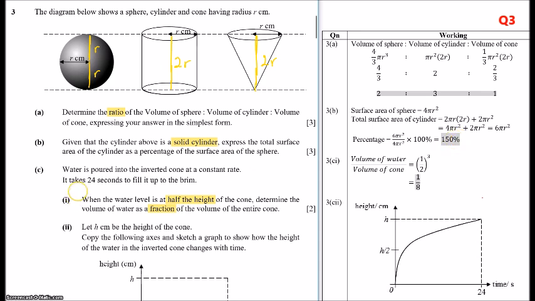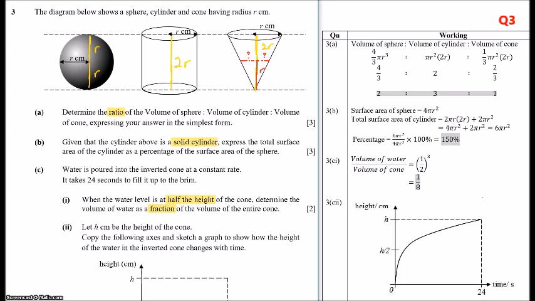Okay, so now for part 3, you notice that they ask you, when the water level is at half the height of the cone, determine the fraction of this half over the entire cone. So if you look at the cone over here, let me change to a different color. We want at half of the cone, right? So this height over here will be r. But the problem is we do not know the radius at this red level. So we can't really find the volume and then divide normally. So we're a bit stuck here.